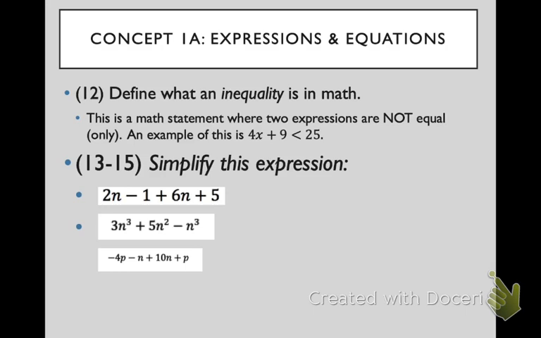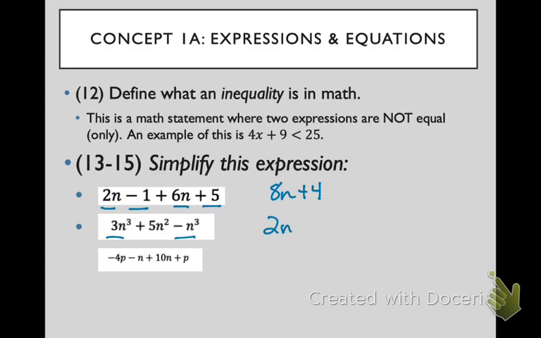So on the next couple, or three, I wanted you to remember how to simplify. So remember, when you simplify, you're going to combine like terms. So in 2n minus 1 plus 6n plus 5, let's just work left to right and start with the n's. So you're going to combine the 2n plus 6n, which is 8n. Then you're going to take -1 and add 5. Remember, you're going to look at the sign that is directly in front of the term.